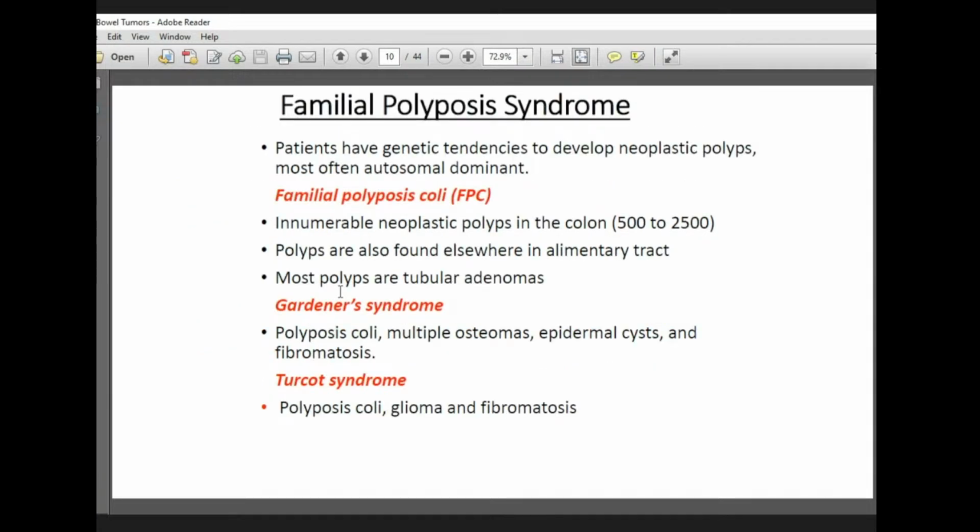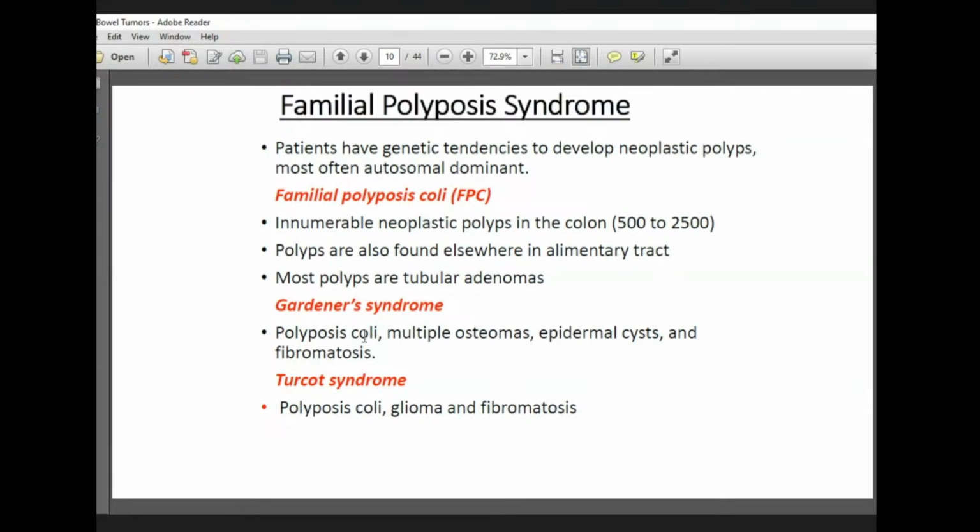As I told, this polyp can occur singly or can be seen in a syndrome. Okay, so you have the familial polyposis coli syndrome, where you see innumerable polyps. To diagnose familial polyposis coli syndrome, you must have a minimum of 100 neoplasms, but they can be in the thousands. Polyps can also be seen not only in the colon, they can be seen from the esophagus to the colon, but commonly in the colon. And most of the time they are tubular adenomas.